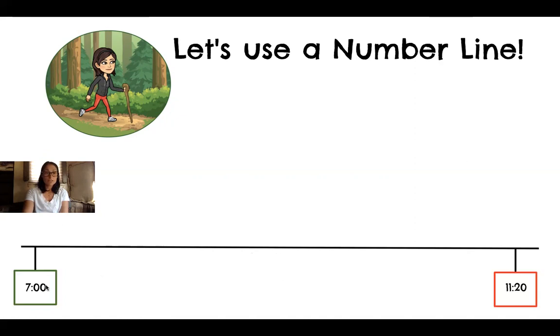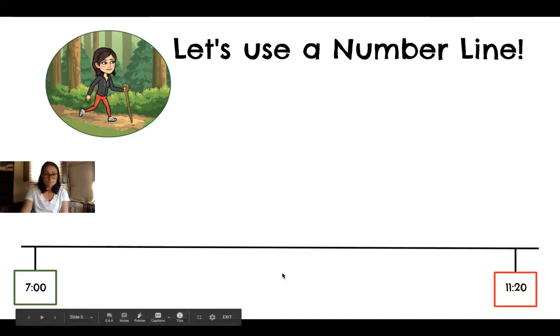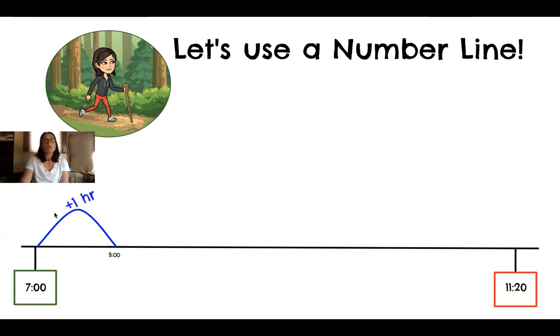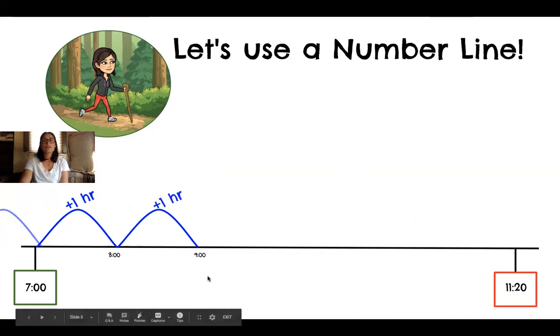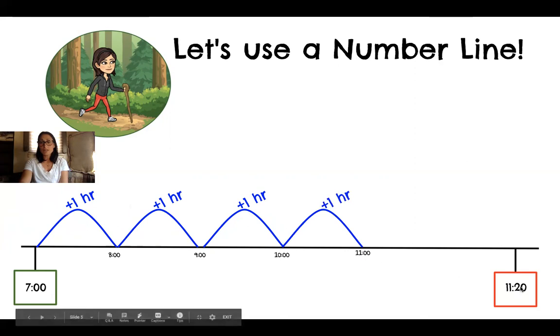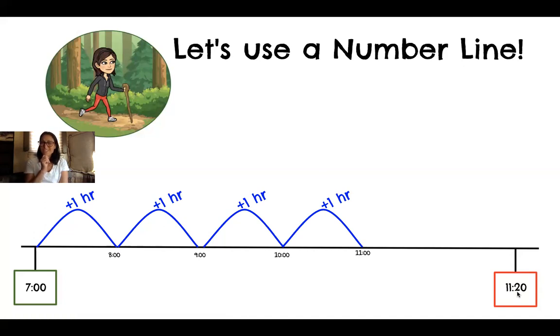Well, here's where my counting comes in. Okay, you guys ready? I count 1 hour. That gets me to 8 o'clock. Count up another hour. That gets me to what? 9 o'clock. Another hour gets me to 10 o'clock. Another hour gets me to 11 o'clock. Ooh, I'm getting close. Look at this. I'm at 11 and I need to get to 11:20. Should I count another hour? No, I need to start counting by minutes now.